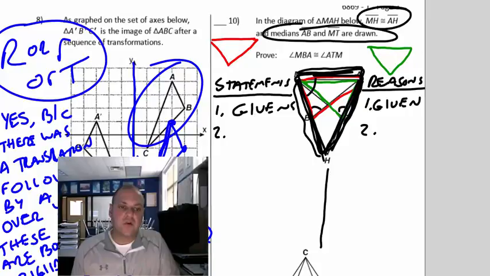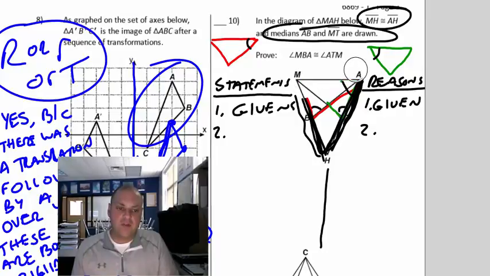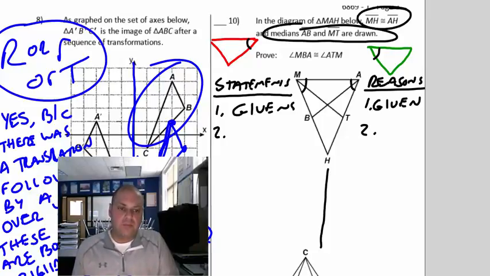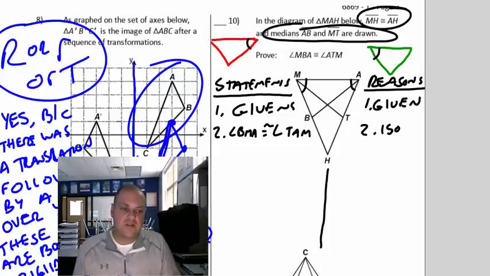So this angle is congruent to this angle, which is this angle and this angle in the triangles we're trying to get. Okay, that's an important part of the proof. I erased all my letters, right? So we have to say this angle is congruent to this angle. Angle BMA is congruent to angle TAM, and that's because of the isosceles triangle theorem. All right.